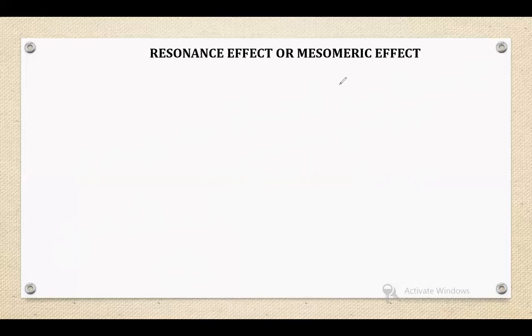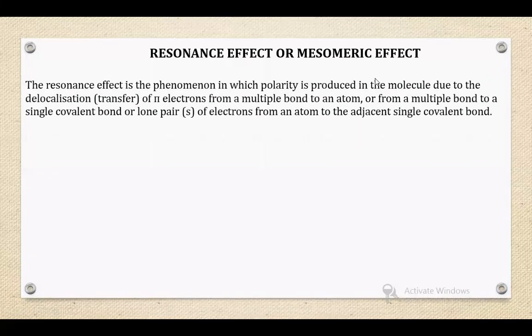So we have to know what the resonance effect is, and how it affects the transfer of electrons, whether it is permanent or temporary. Resonance effect is a phenomenon in which polarity is produced in the molecule due to delocalization or transfer of pi electrons from a multiple bond to an atom, or from a multiple bond to a single covalent bond, or of lone pair electrons from an atom to the adjacent single covalent bond.